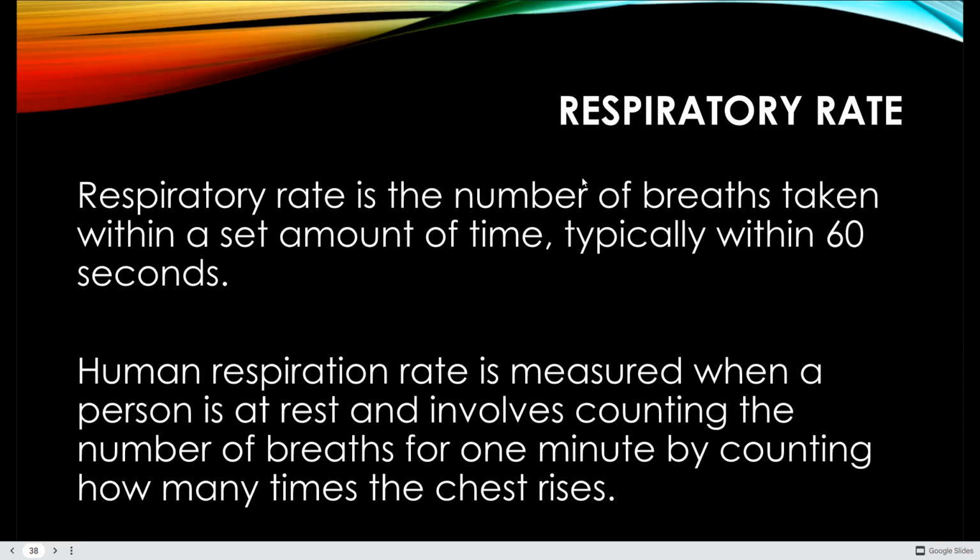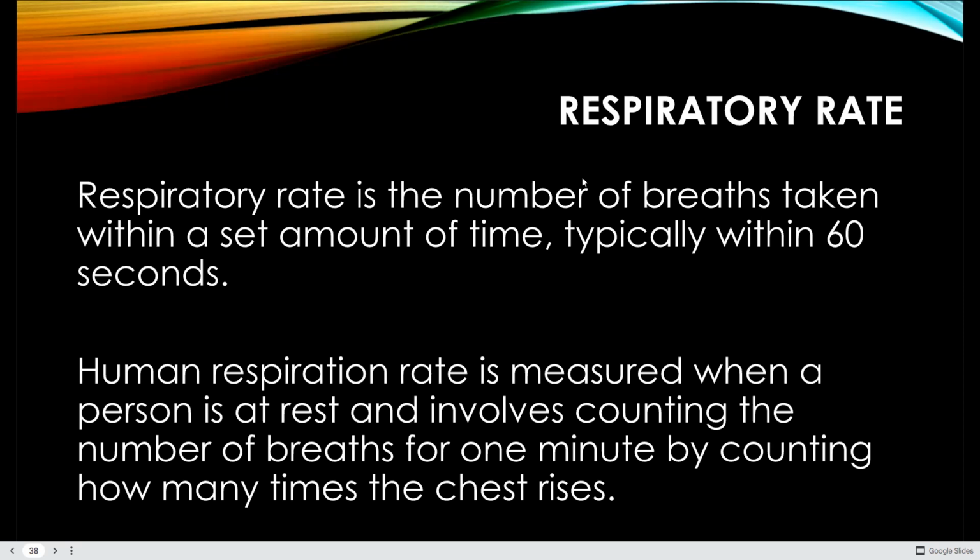Let's take a look at what respiratory rate is. Respiratory rate is the number of breaths taken within a set amount of time, typically 60 seconds. So how can we check the RR, or respiratory rate? One count is, remember, the number of breaths taken within a set amount of time. So when you breathe, that's 1, 2, 3. That's respiratory rate.